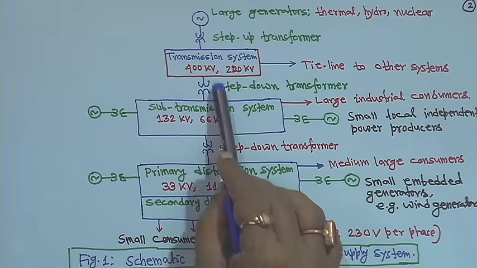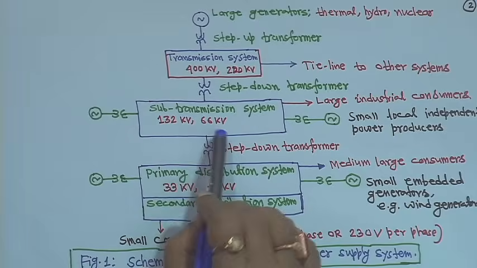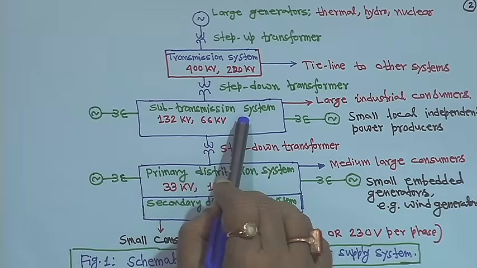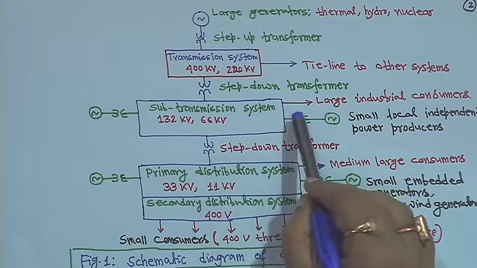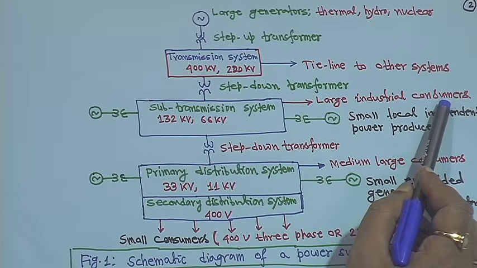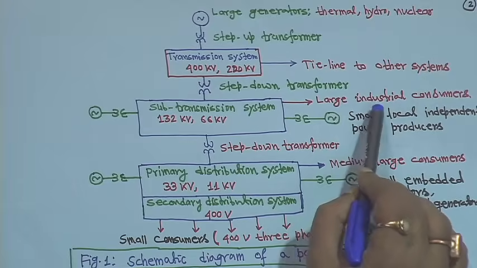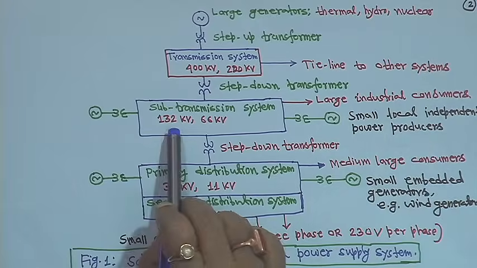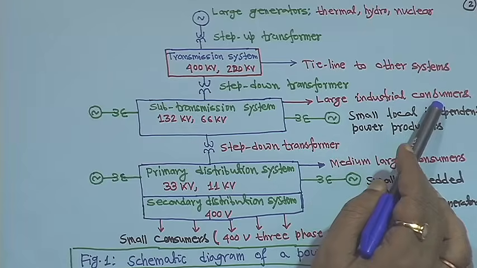Then you have a step down transformer. That means the voltage will be stepped down to 132 kV or 66 kV. This portion we call the sub transmission system, right? After that it shows large industrial consumers. There are many large industrial consumers, and they need power supply at the voltage level of 132 kV or 66 kV. That's why it is shown schematically like this.